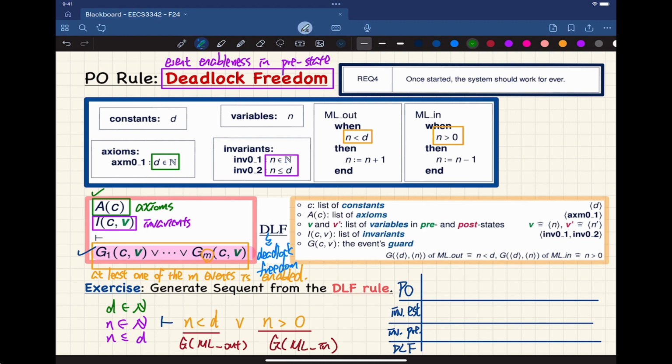All right, so we talk about the pre-states. In this case, for example, you just have n. And also you got the post-states, in which case it's going to involve n prime, right? Of course, in general, just be v and v prime. But for this example here, just do n.